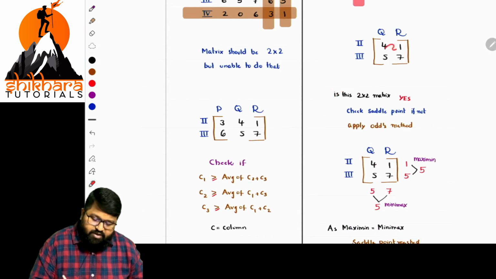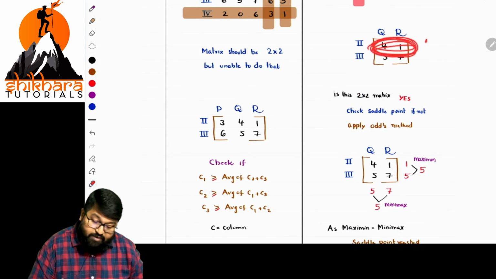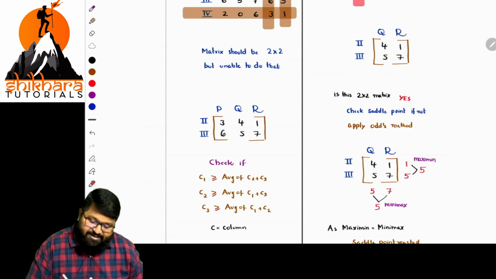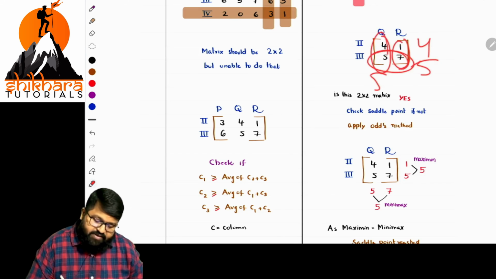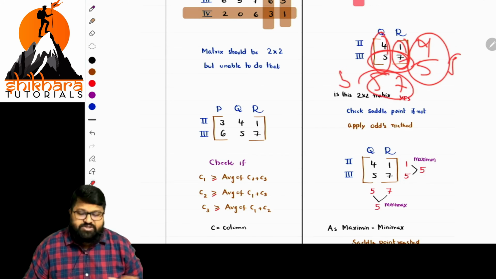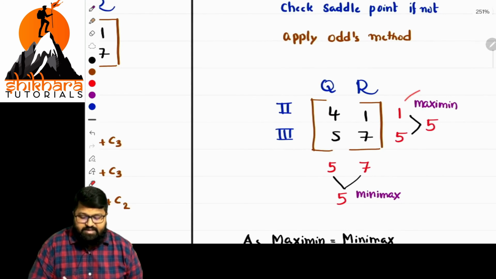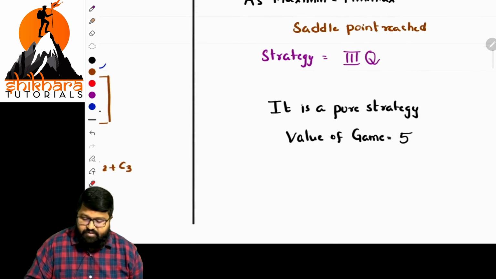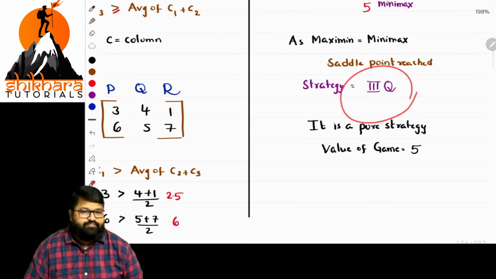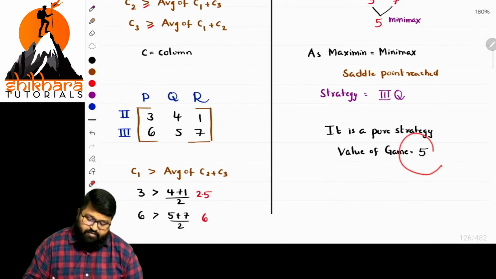Saddle point is clear now. What is the least value? Least value is 4. What about this, 5? Here, what is highest? Here it is 7. Of this, what is highest? 5. Of this, what is the least? 5. 5 equal to 5, we reach the point. There is maximin and minimax. What is the strategy number? Q3. And the value of the game is 5.